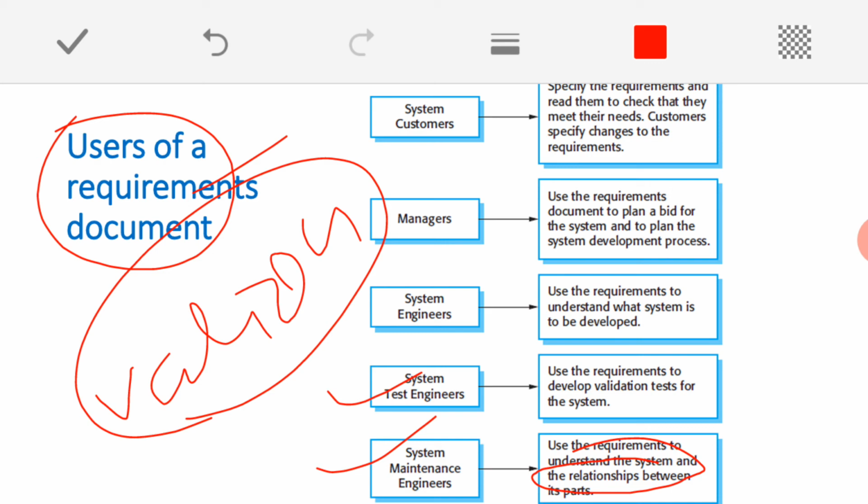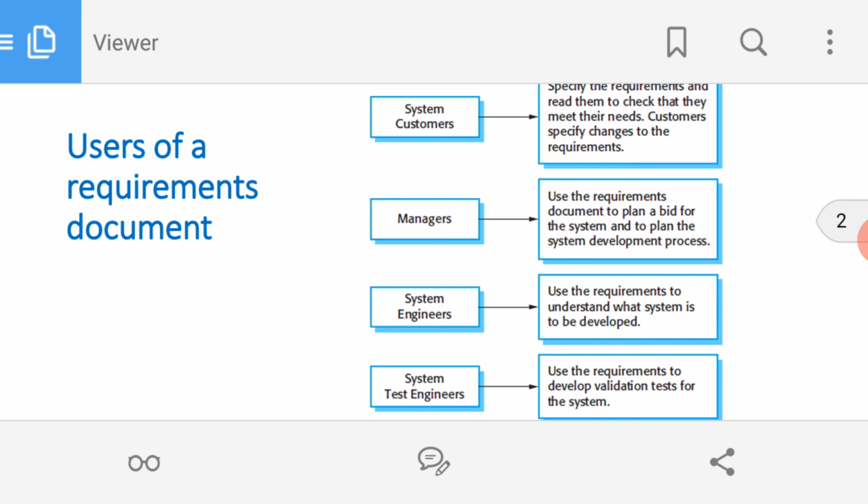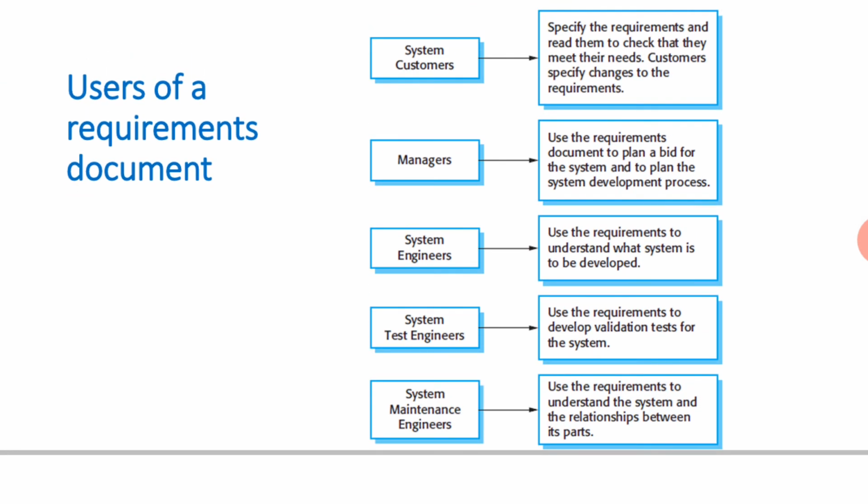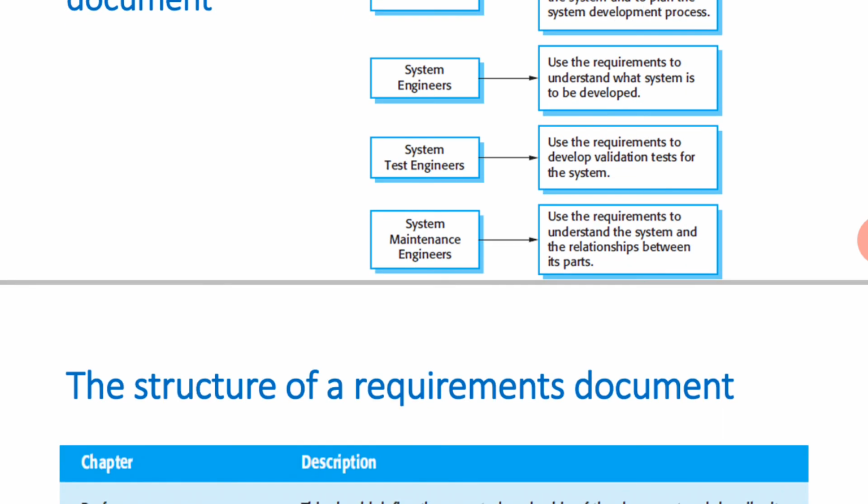So every knowledge that person should have, and this document will help maintenance engineers understand what exactly the system was in the beginning. Clear? In this way, this document will be helpful for different sorts of users, the different variety of stakeholders who are directly or indirectly involved in software development.